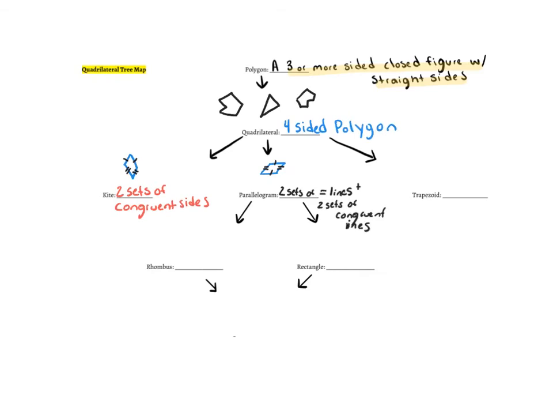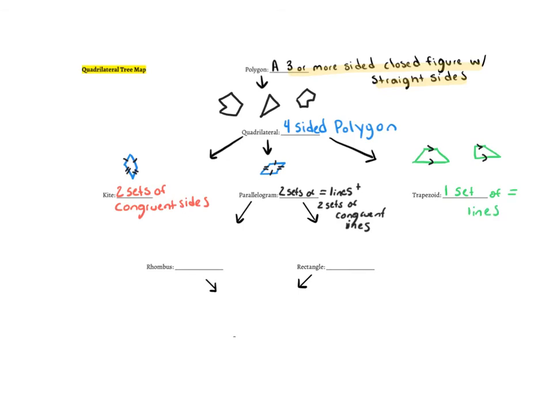For a trapezoid, remember a trapezoid could look like this. It could be a symmetric one, or it could look like this. Remember the big characteristic for a trapezoid is that it has, that's a wrong symbol, let me fix that, it has 1 set of parallel lines. 1 set of parallel lines.